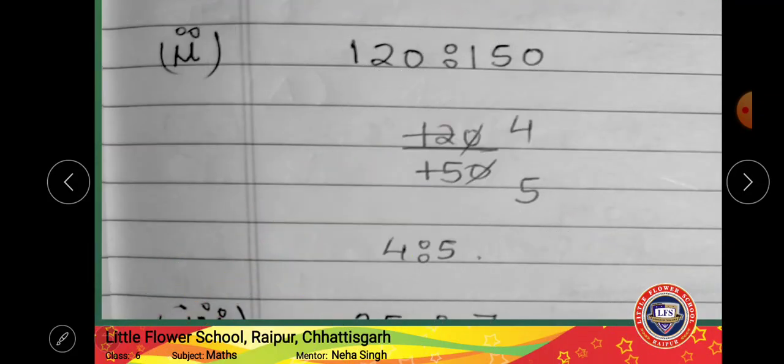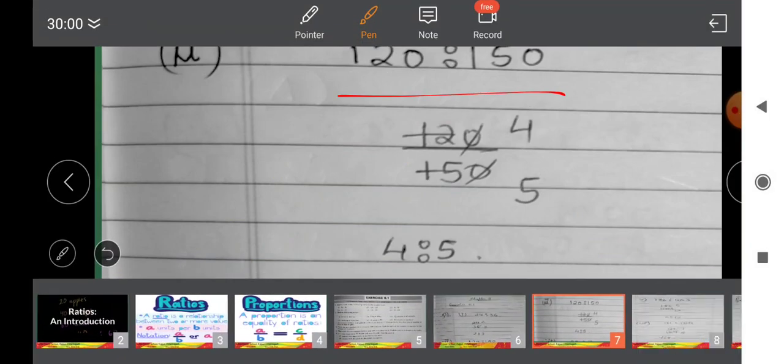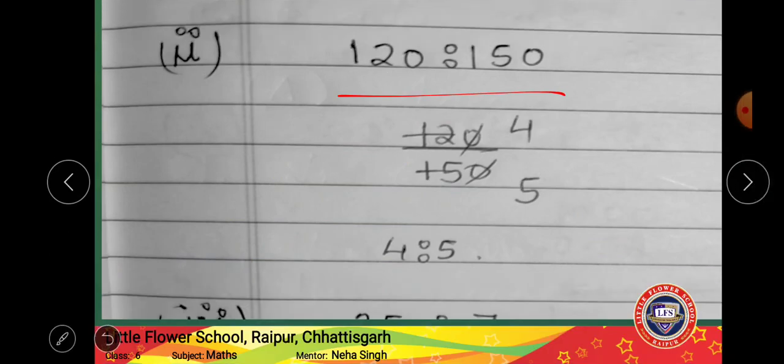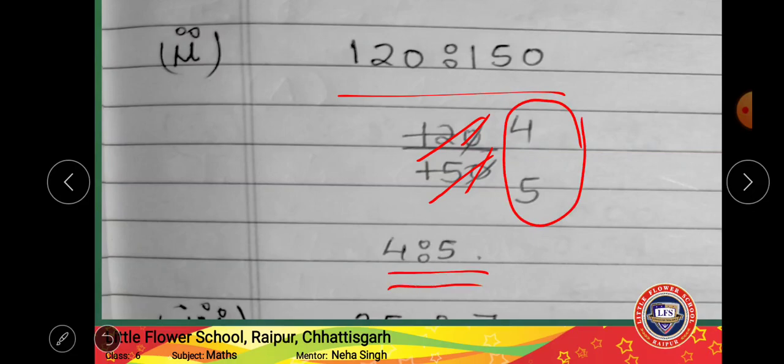Moving on to the next, 120:150. So this 0 can get cancelled. Now 12 and 15 come in a table. Which table do they come together in? That is the table of 3. We can cancel: 3 fours are 12 and 3 fives are 15. Now 4:5, can they be cancelled in another table, or is this the simplest form? 4 by 5 will not be cancelled further, so the simplest form is 4:5.